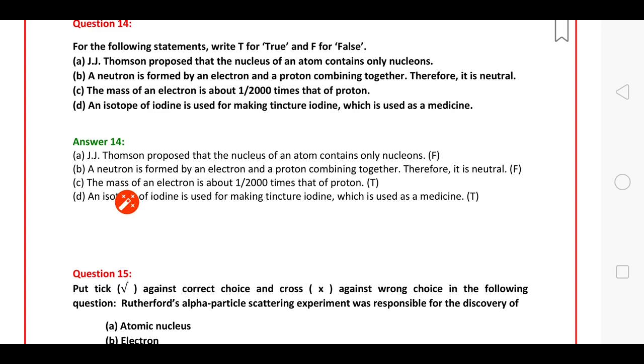Third statement is, the mass of an electron is about 1 upon 2000 times that of a proton, and this is true. And fourth statement is, an isotope of iodine is used for making tincture iodine, which is used as a medicine, and this is true.